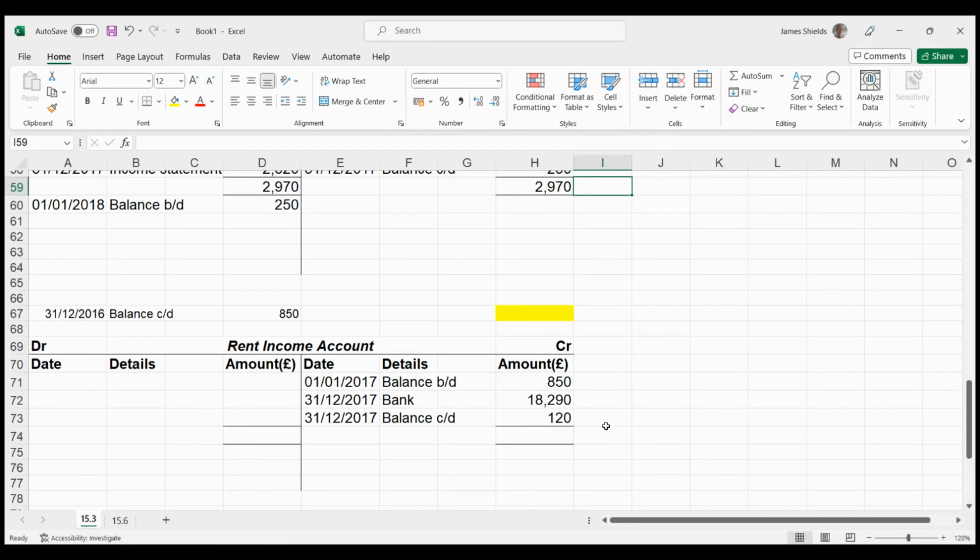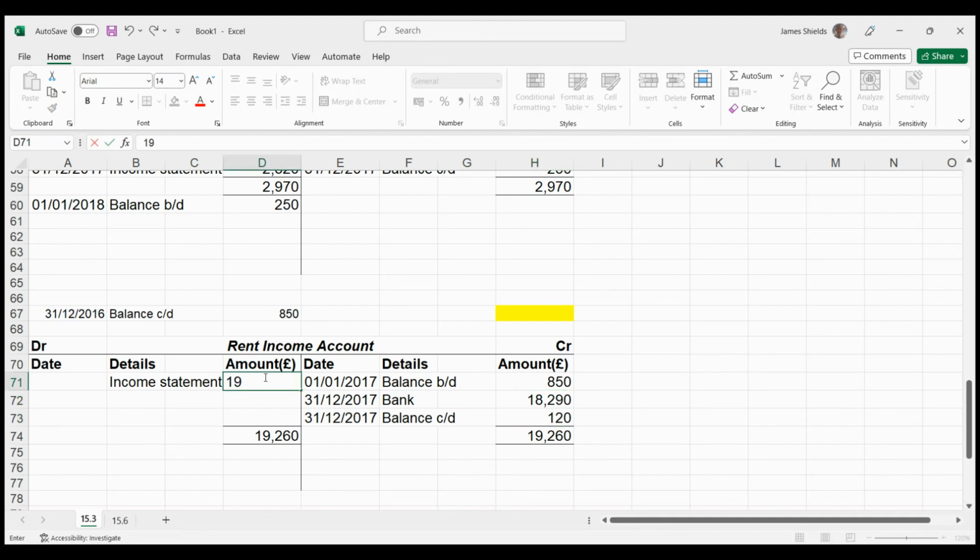Finally, the rent income account. We've got nothing on the debit side at the moment. Everything is on the credit side. So we total the credit side, which is 19,260. So that means our debit side must be the same. And there's nothing there at the moment, so it'll all be going to your income statement. So basically, you had a balance brought down from last year of 850, plus what you received for this year, and what was still due for this year is what's going to go to our income statement. So that's £19,260, and that's going to be the 31st of December 17.